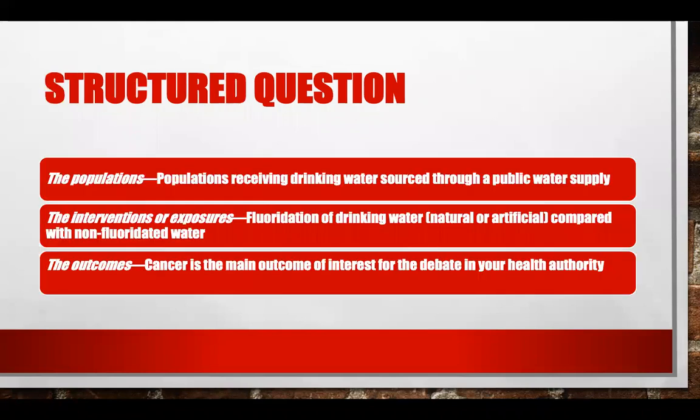If we move towards a more structured question, for example, the population is the population receiving drinking water sourced through a public water supply. The intervention or exposure is fluoridation of drinking water, natural or artificial, compared with non-fluoridated water. This is how you pose the question if you are going for interventions or exposures. Then the outcomes: cancer is the main outcome of interest in the debate in your health authority. So in this question, you are actually investigating the outcome of that particular phenomenon.